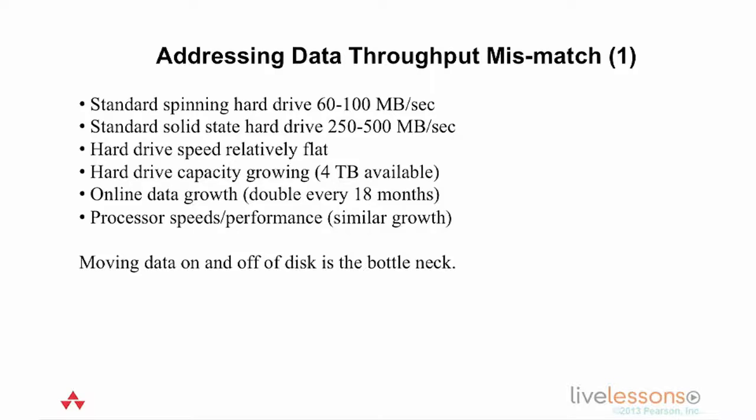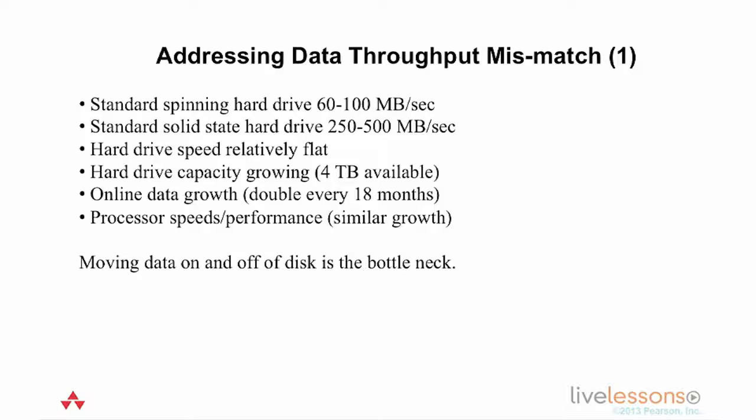Essentially, though, if you look at all the technology curves, hard drive speeds in terms of data delivery, reading, and writing has been relatively flat. Hard drive capacity, on the other hand, has continued to grow, and right now the 4 terabyte drives are available at the consumer level. Online data growth continues to double every 18 months. And as we all know, processor speeds, performance, etc., has been making similar gains with the addition of new extra processors and multi-core packages. So the amount of processing available continues to grow, even though the actual speed of the individual cores may not be increasing like it used to.